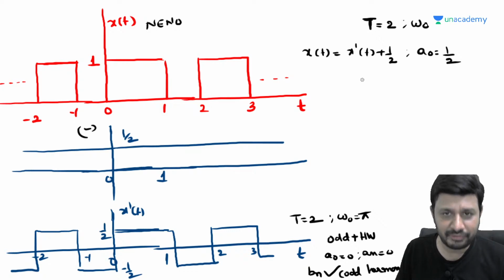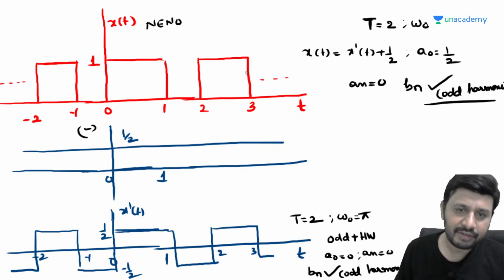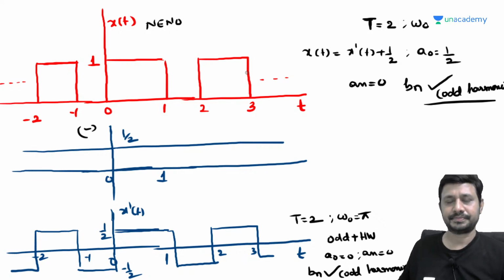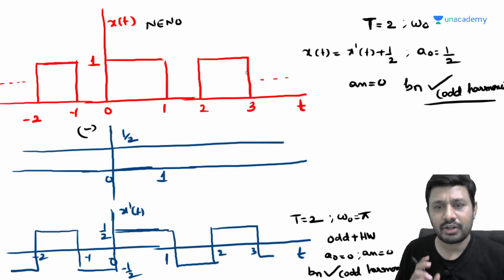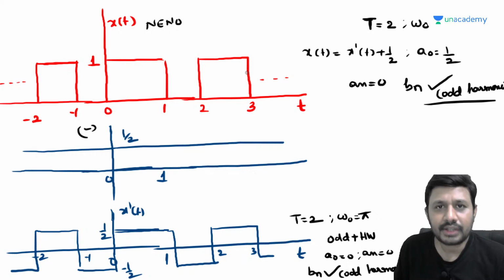So the rest of the term must be 0. If you calculate, an must be 0 for x of t and bn must exist, that too only for odd harmonics. Let's verify this analysis we made. Now we'll see whether our analysis is correct or not.